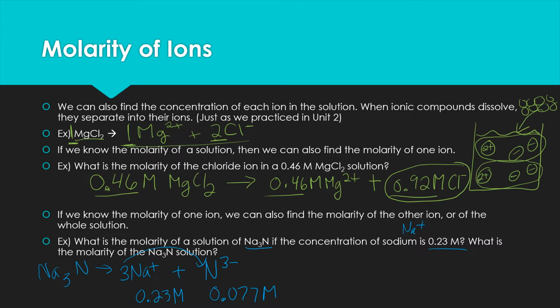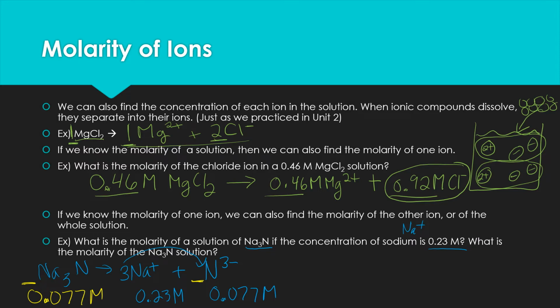Okay, so we can also go the other way. If I have 0.077 molar for my nitrogen, then my sodium should be about 3 times as much. So if I multiply that by 3, I get 0.23. So we can go back and forth between our 2 ions. The other thing we can notice is that our ratio of sodium to our whole chemical is 1 to 1. So those should have the same concentration, 0.077 molar.